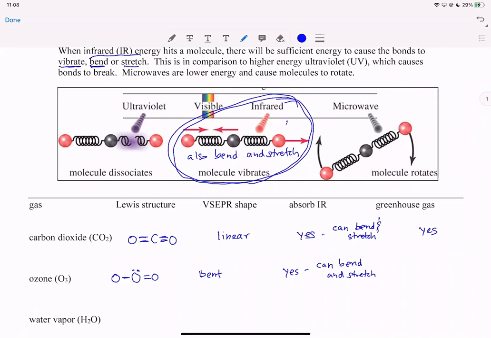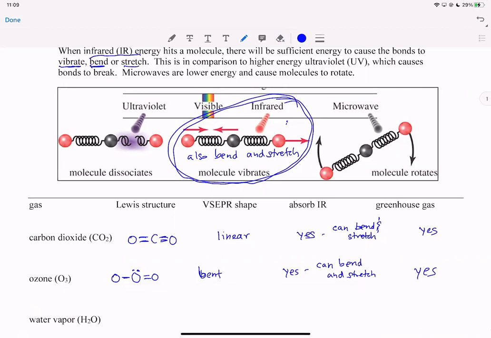And when the molecule can bend and stretch, that means that when this ozone is hit with infrared, it can bend a little more. And in that stretched or stressed out, more bent shape, it has absorbed the infrared, but then it will return to its less bent shape, which is still bent. And when it returns, it releases that infrared heat energy into the atmosphere. So that makes it a greenhouse gas.